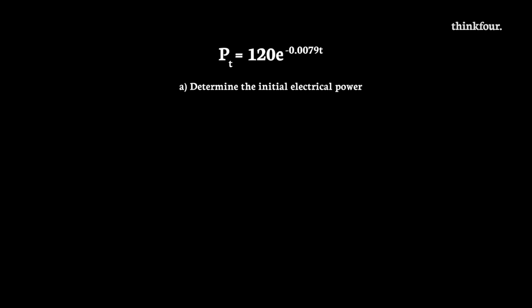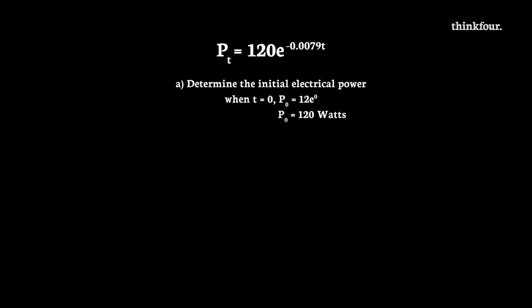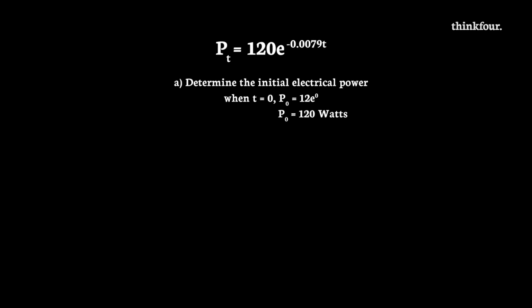In this example, electricity on a spacecraft can be produced by a type of nuclear generator. The power in watts and time in years can be modelled by P equals 120 e to the power of negative 0.0079 t. We're asked to determine the electrical power initially produced by the generator. First, we find the initial electrical power, which is when t equals 0. Substituting this into the equation gives P equals 120 e to the power 0, which is 120 watts.